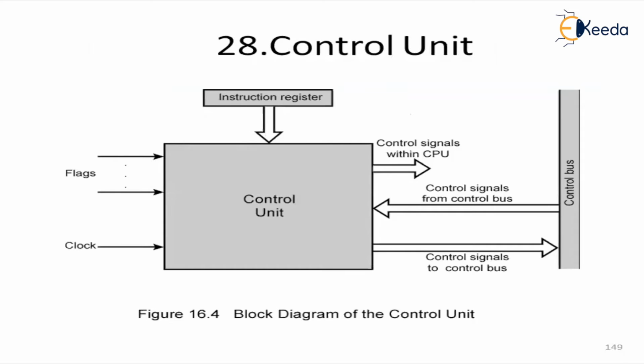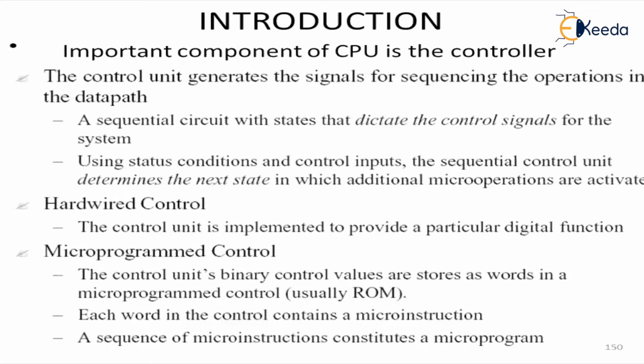So now the control unit basically consists of the following parameters. You have the instruction register, and you have the control buses, which are bidirectionally connected with the control unit, and the control unit is responsible for sending out the signals to the CPU. The control unit also consists of different flags and different blocks that are connected to the CPU. So the important component of the CPU is the controller.